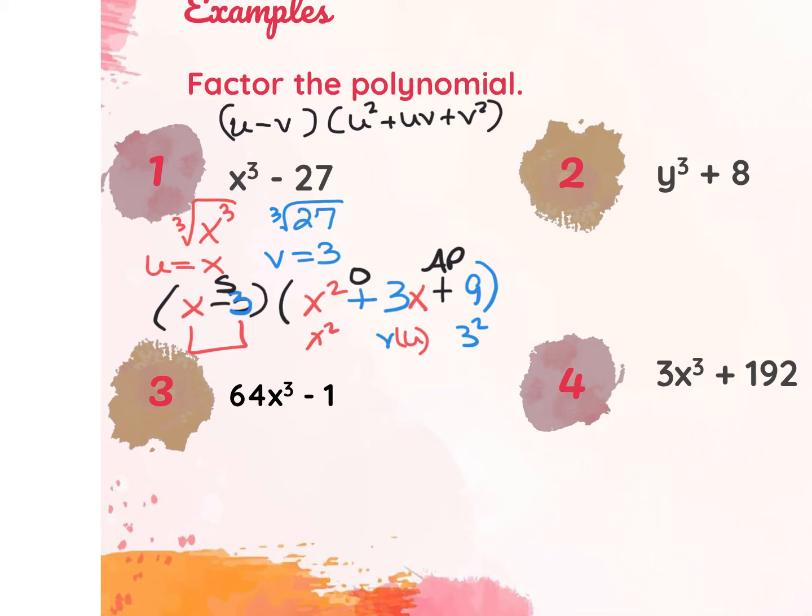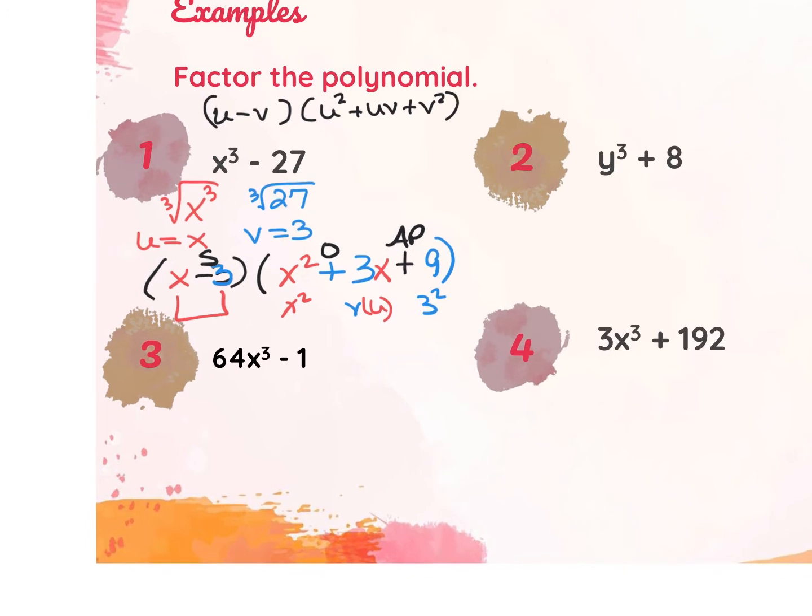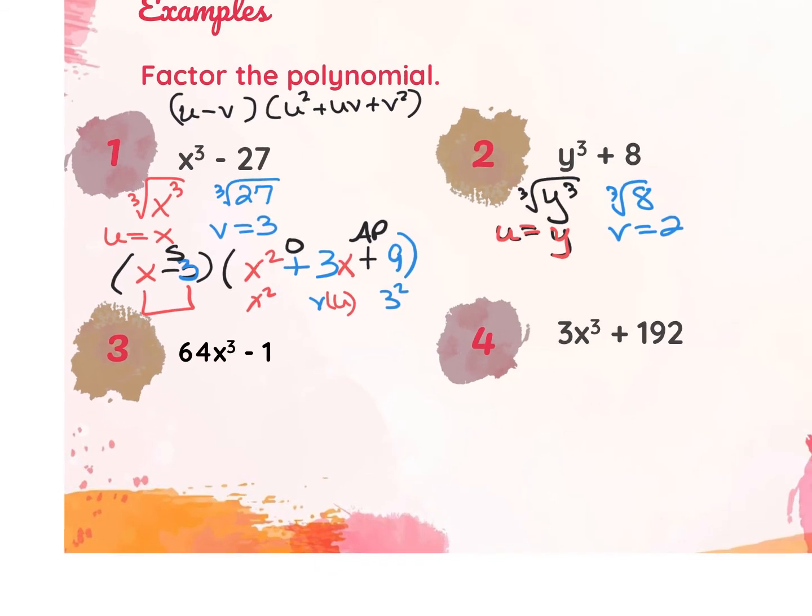Let's try number 2. It's the sum of two cubes now. So again, to get my u value, I'm going to cube root y to the third. So u is y. My v is going to be the cube root of 8, and my v is going to be 2. So now let's put it into the pattern. So I'm going to do y, same sign, plus 2.